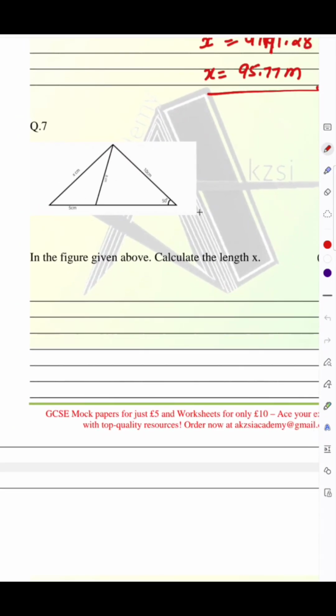This is the worksheet that we were doing last time. We have done till question number 6 and today we are starting with question number 7.